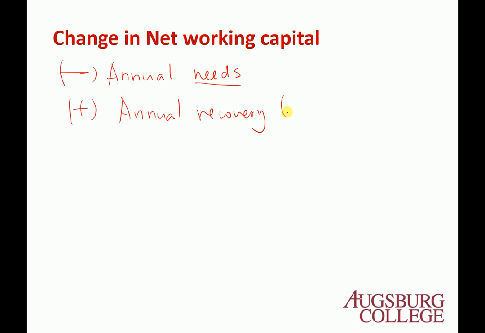Now the next one is change in net working capital. Change in net working capital is about current assets and current liabilities. For capital budgeting purposes, we have annual needs. Each year, you need some net working capital set aside. That's a negative factor of the cash flow, actually, right? The needs, you pay for it. And then mostly, it is recovered in the next year. So the annual recovery is the same as the annual needs in the previous year.